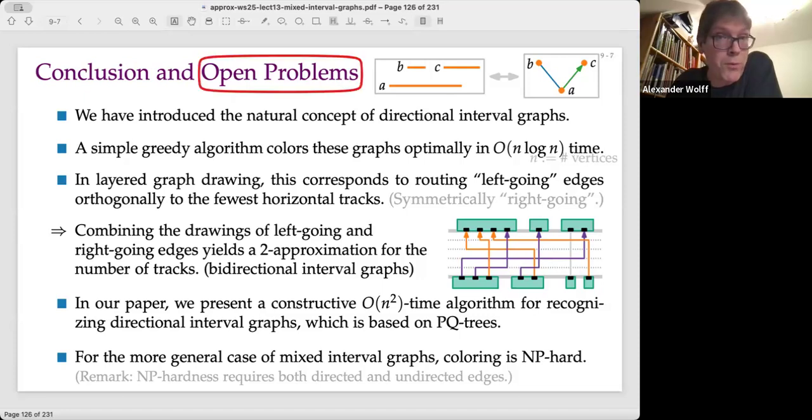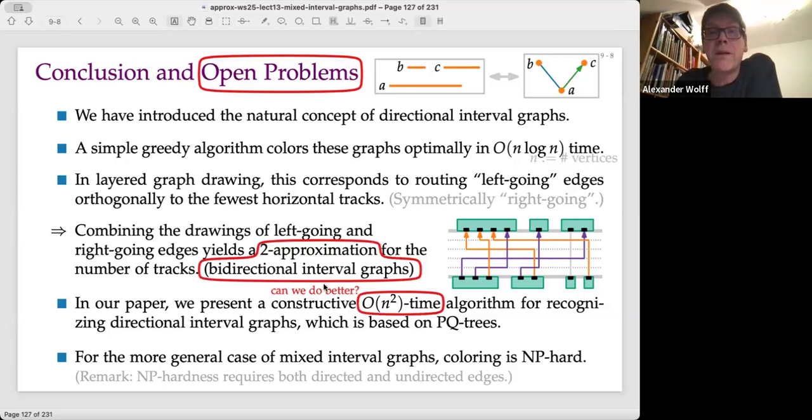Now, what are the open problems? I will look into one in the second part of my talk. So it's only a two approximation. Maybe we can do better than that? We still don't know actually. The running time for the recognition algorithm is quadratic. Can we do better than that? I will not talk about it, but we know that we can do it in linear time. And the other recognition question that we have not solved to date is how to recognize these bidirectional interval graphs.